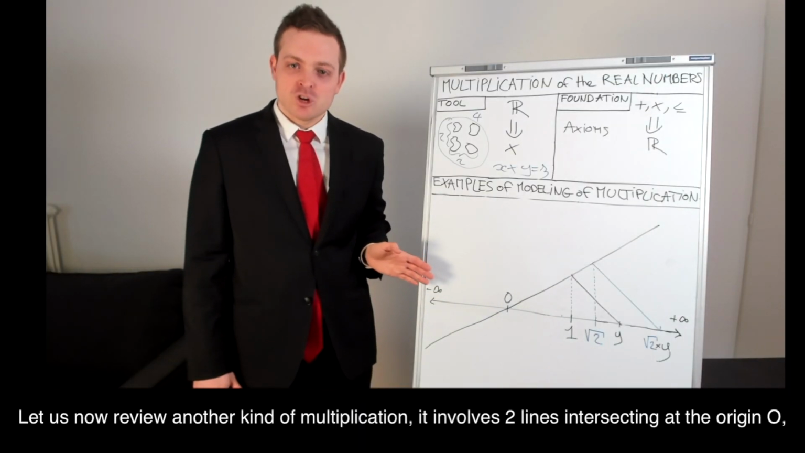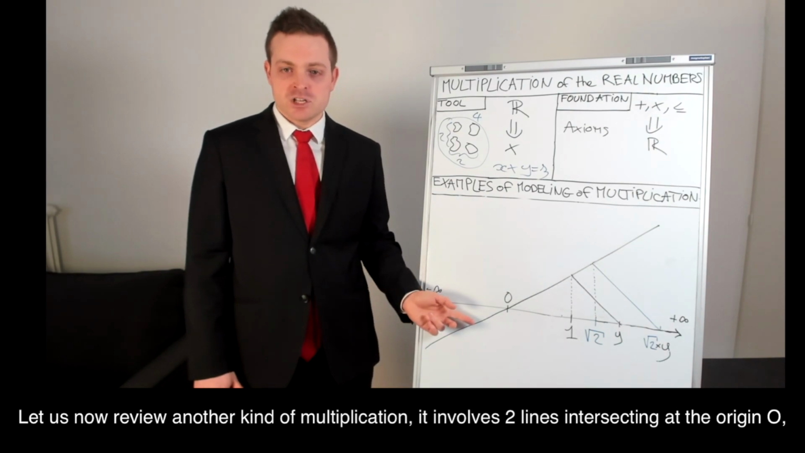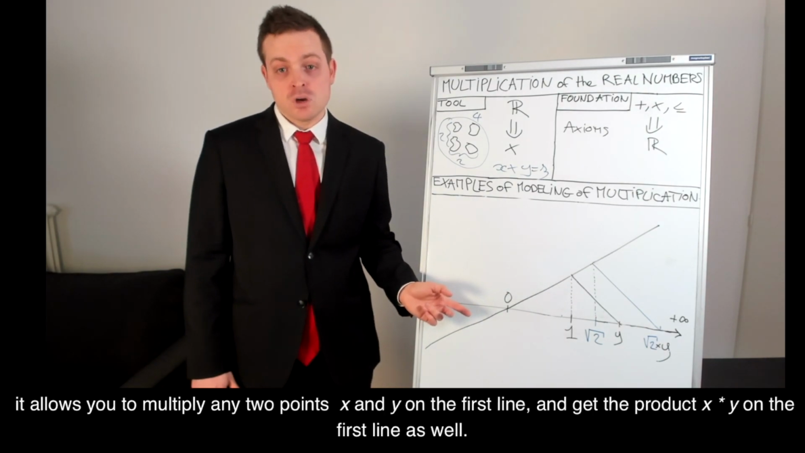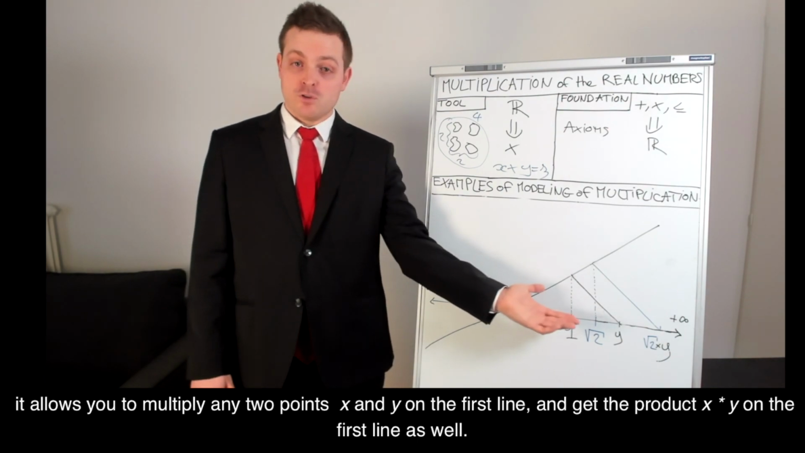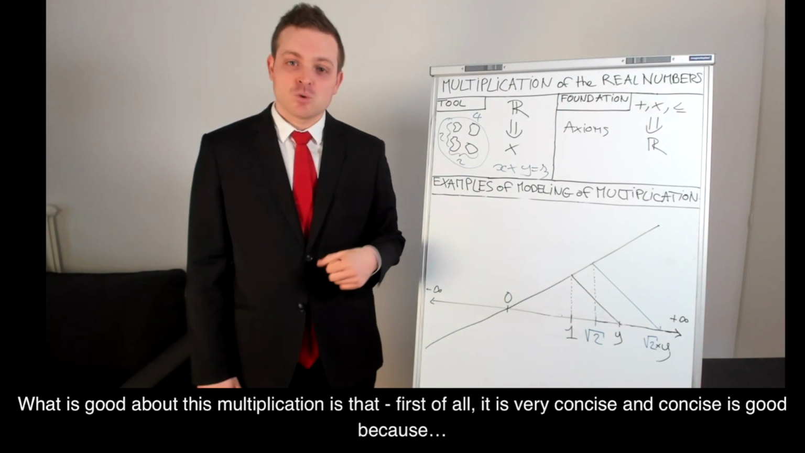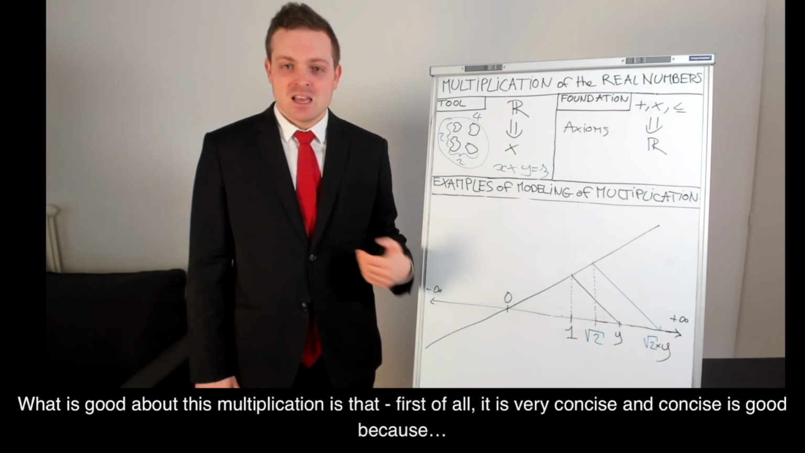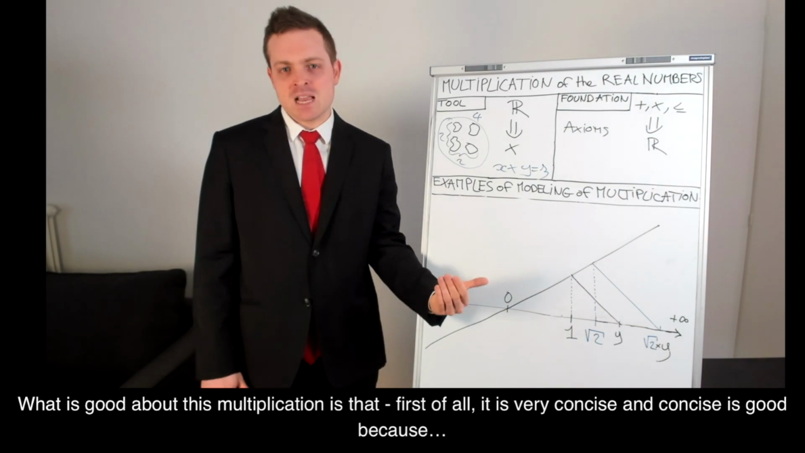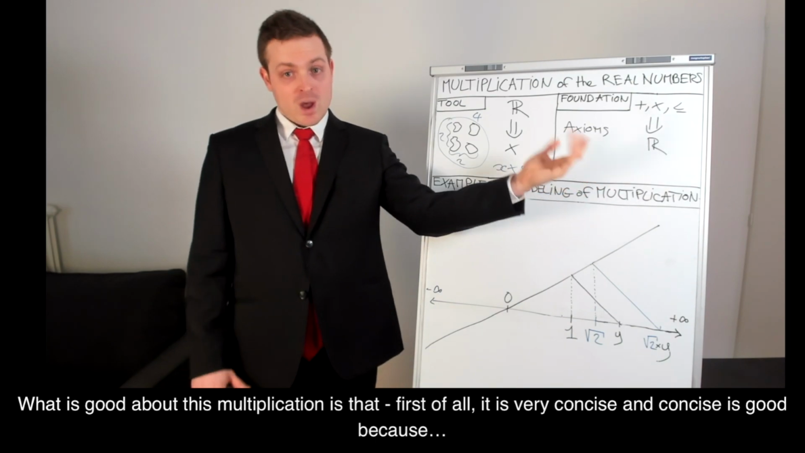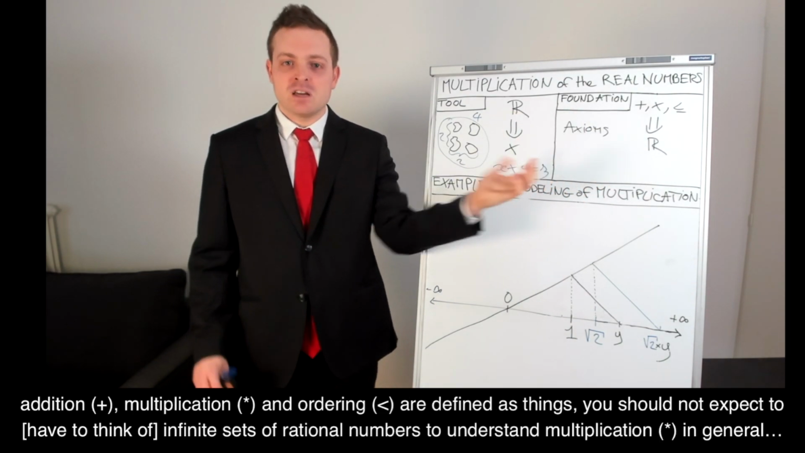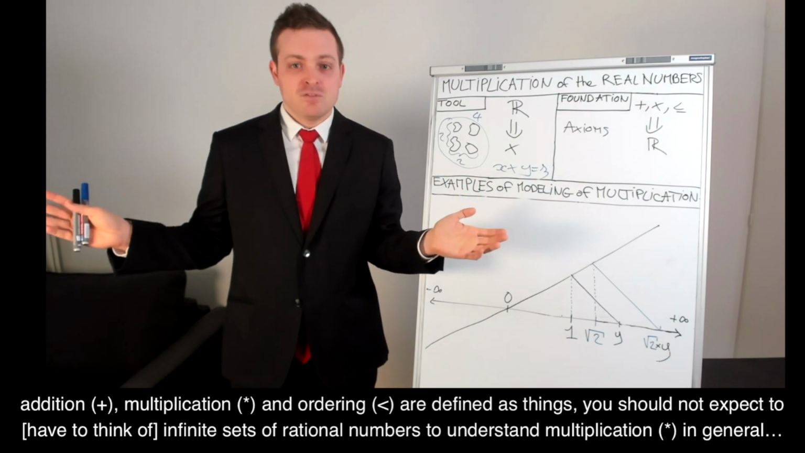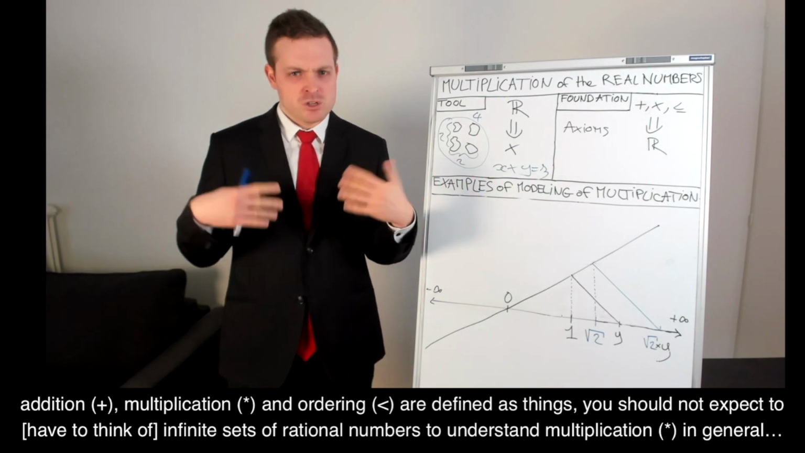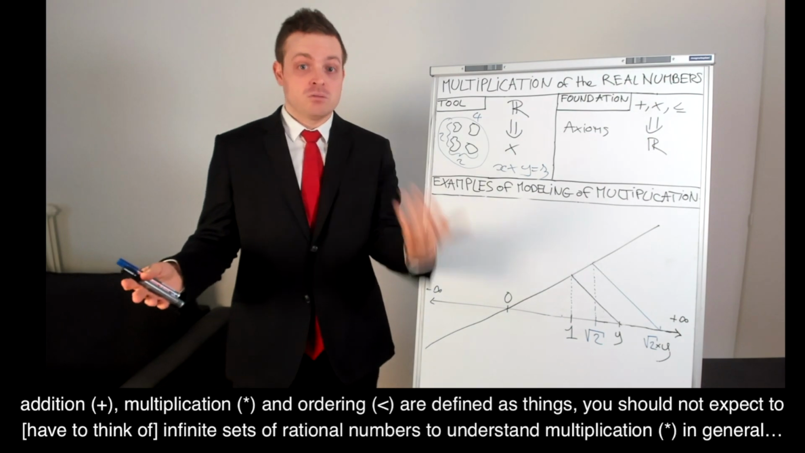It involves two lines intersecting at the origin, and it allows you to multiply any 2 points on the first line and get the product on the first line as well. What is good about this multiplication is, first of all, that it's very concise, and concise is good because addition, multiplication, ordering are defined as basic things. You shouldn't expect to require infinite sets of rational numbers to even understand what multiplication is in general.